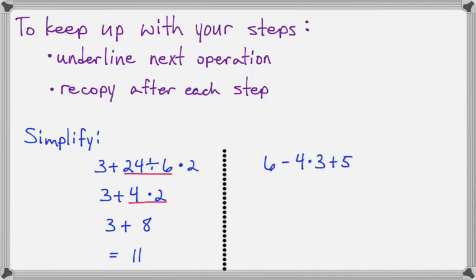So here's a new example for us. 6 minus 4 times 3 plus 5. So I have subtraction, multiplication, and addition. And so multiplying comes before adding or subtracting. Let's underline the multiplying. 4 times 3 will be 12, so on the next line I will copy but I will change 4 times 3 into 12. So now I have subtraction and addition. Remember A and S in order from left to right, so I have to underline 6 minus 12 is negative 6, and then negative 6 plus 5 is negative 1.